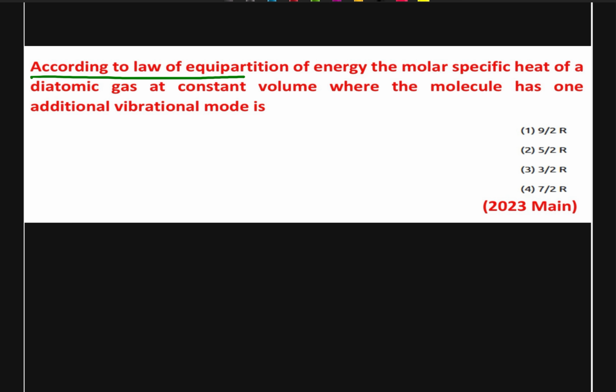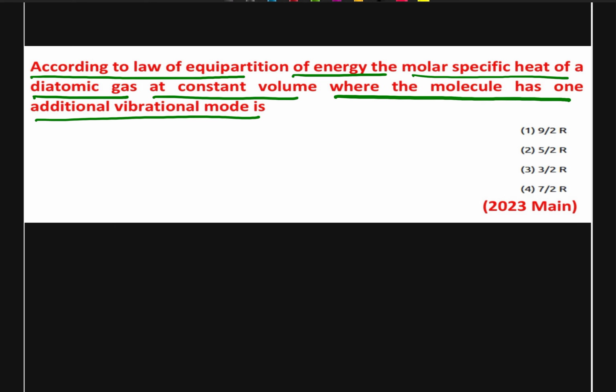According to the law of equipartition of energy, what is the molar specific heat of a diatomic gas at constant volume where the molecule has one additional vibrational mode? So it is being asked that the diatomic gas should have one additional vibrational mode, and for that we are going to find the molar specific heat at constant volume.